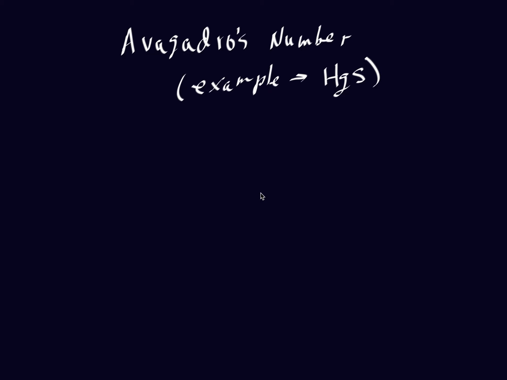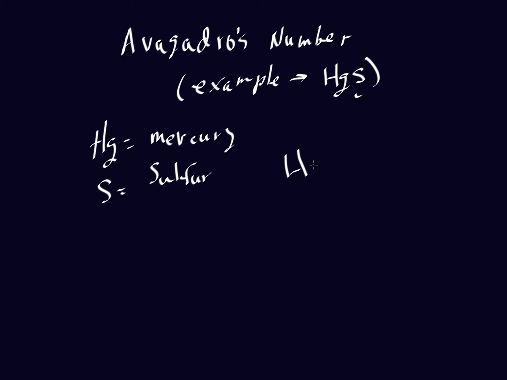Hello, everybody. So I want to take you through just a very simple example of how we might use Avogadro's number to count atoms or molecules. And we're going to use the example of HgS. Hg is the chemical symbol for mercury. S is sulfur. And these will combine in a 1-to-1 ratio to give us the mineral cinnabar.